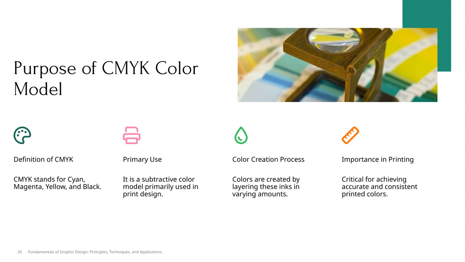Well, CMYK stands for cyan, magenta, yellow, and black. These are the four inks used in the printing process. The interesting part is how colors are created by layering these inks in different amounts. By adjusting the layers, printers can produce a wide range of colors needed for high-quality printed materials.